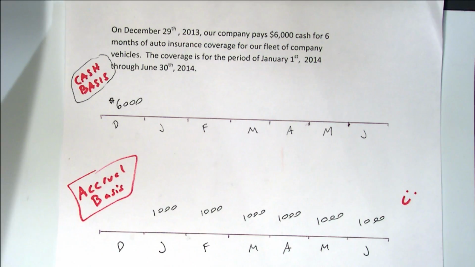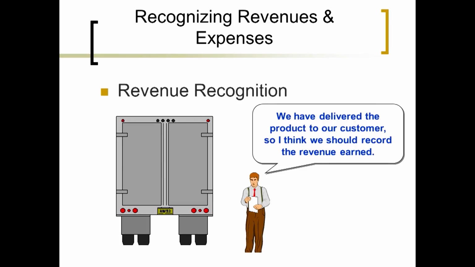Now, there's two principles that we are going to follow in doing this under the accrual basis. The first one is the revenue recognition principle, and we have talked about that many times, right? We recognize revenue when it is earned, not necessarily when the money comes in. We recognize it when it is earned, and when is it earned? When we provided the product or the service, correct?